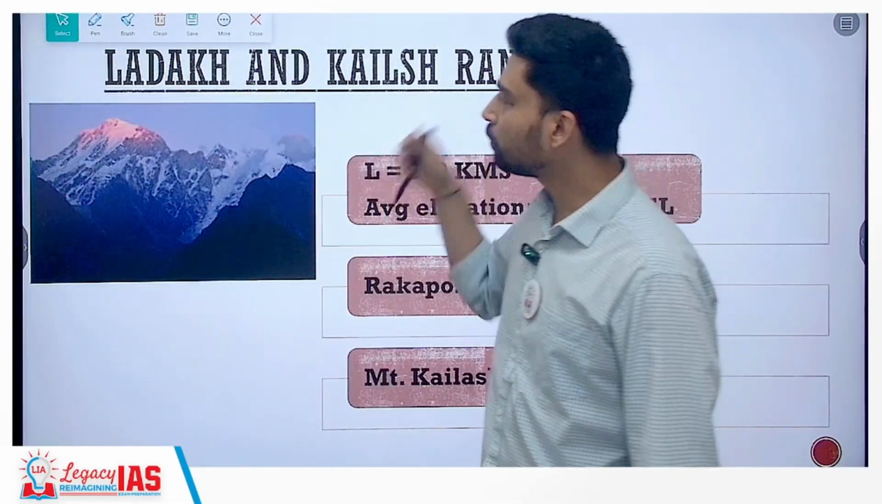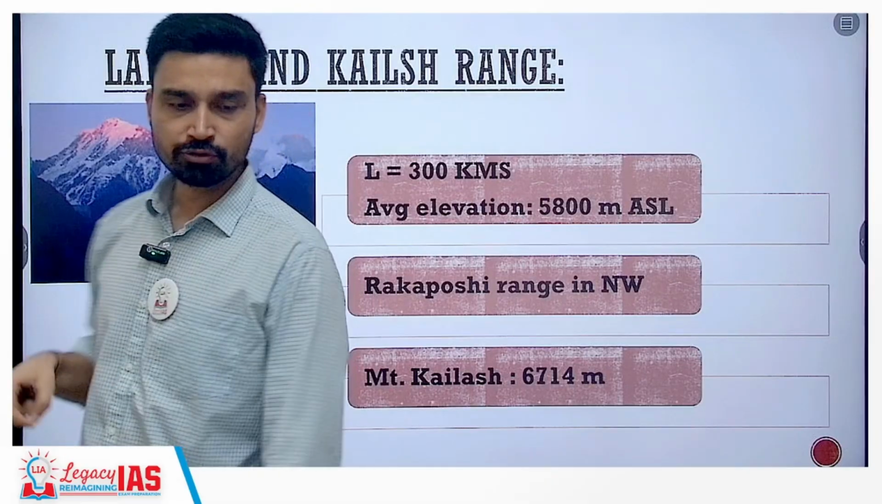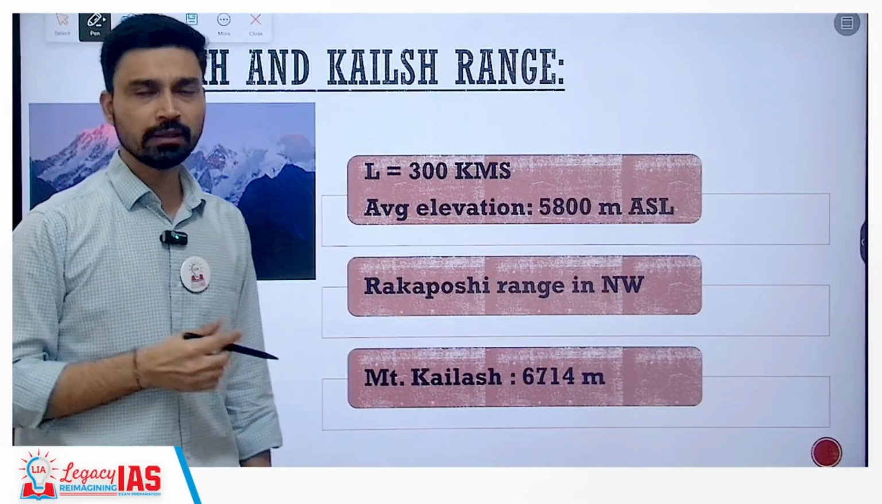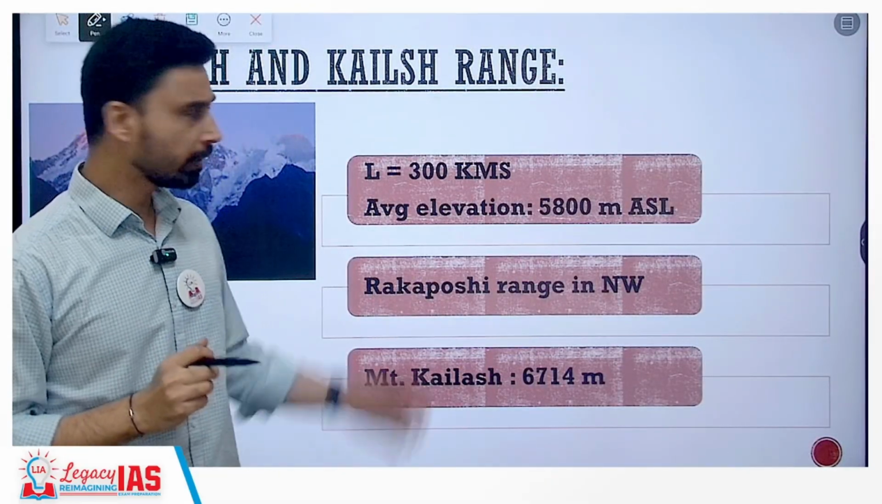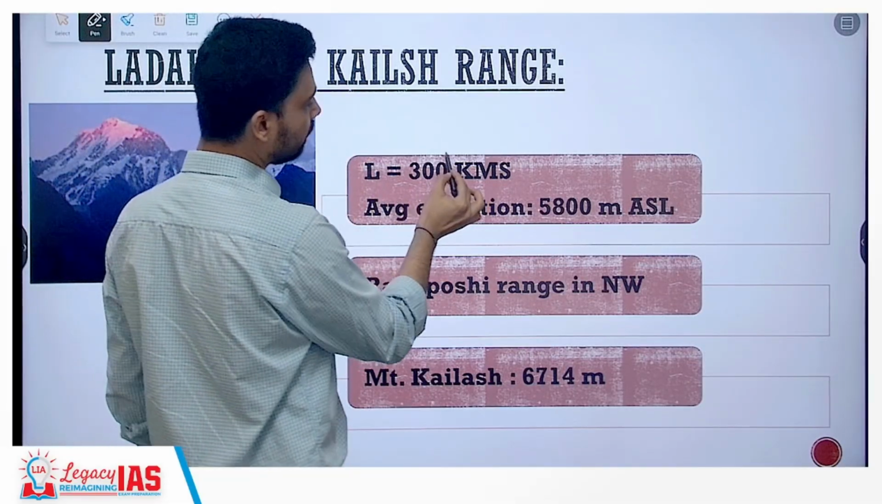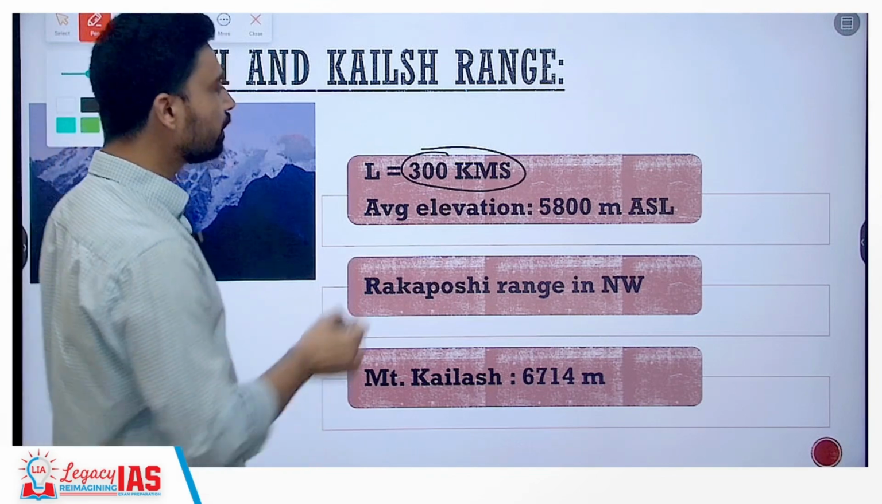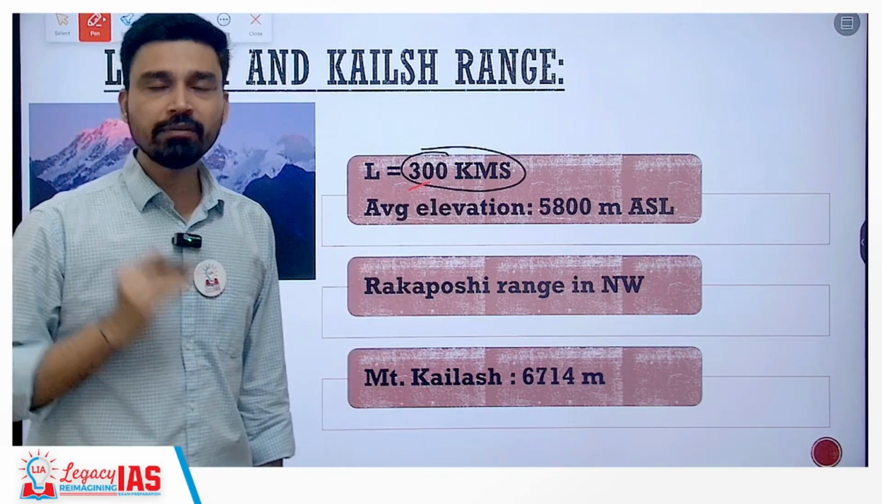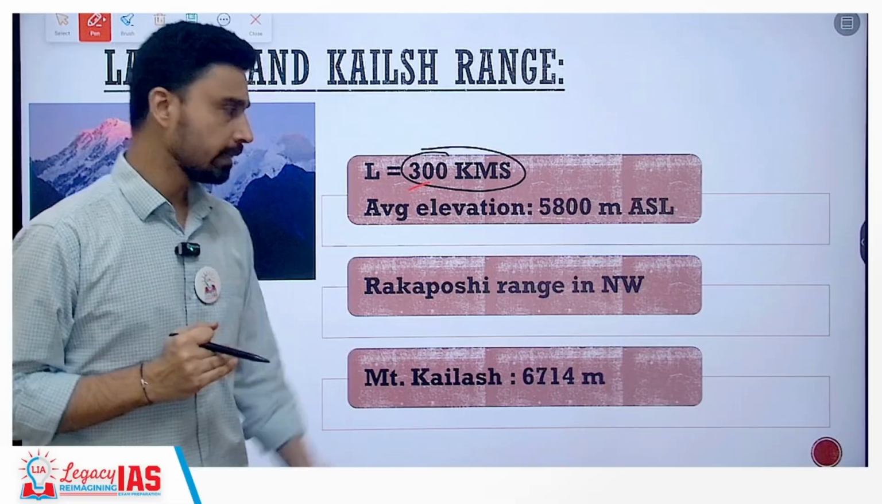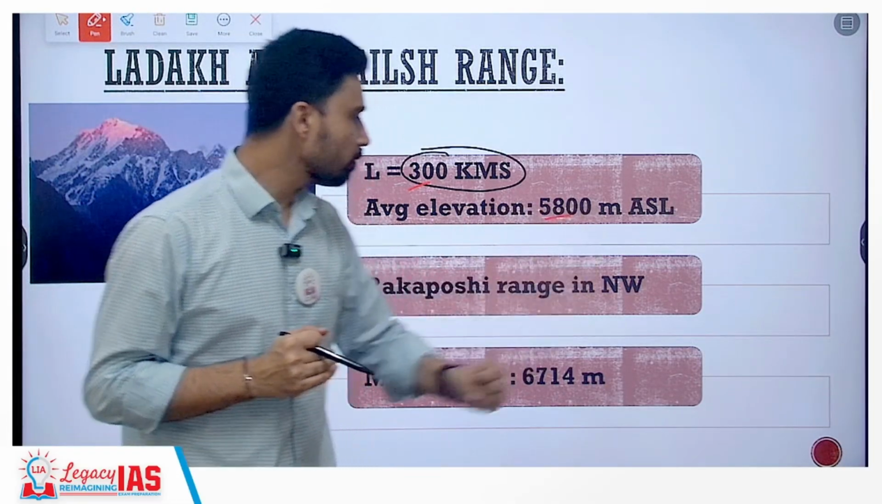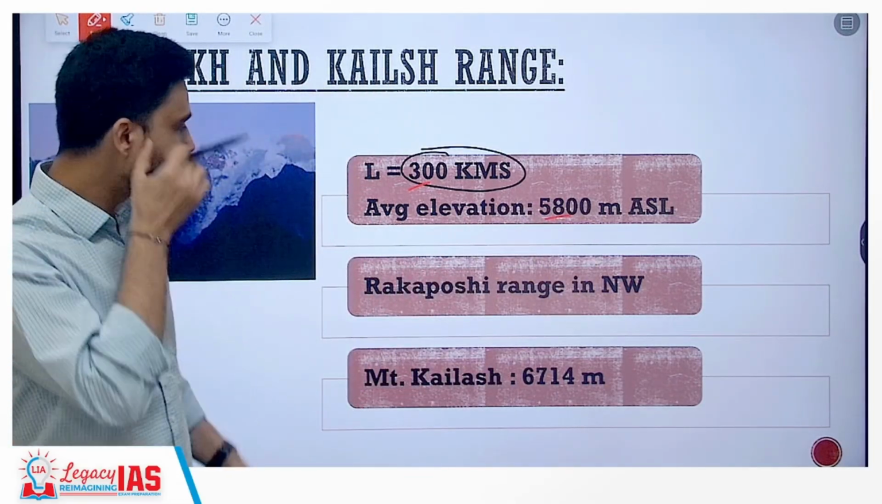Then further you come to the south of K2, you will enter the next range. This is the Ladakh range. Ladakh range is relatively smaller, because Karakoram was 800 kilometers long. Ladakh, on the other hand, is just 300 kilometers long. Average elevation, however, is higher than Trans-Himalayas. Here, the average elevation is about 5,800 meters above sea level.